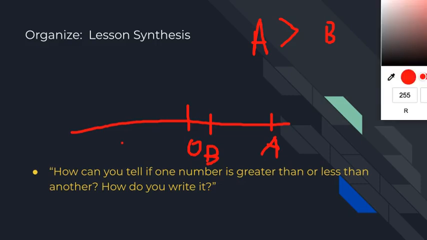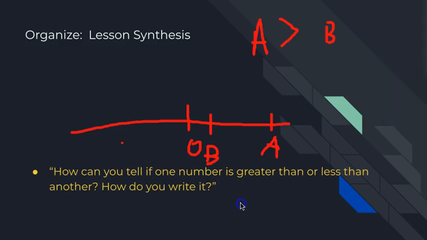If you talk about a number line and you have A, it doesn't matter where A is, but in this situation we're going to have it here, and you have B anywhere to the right of it, then this comparison is a less than situation, right?